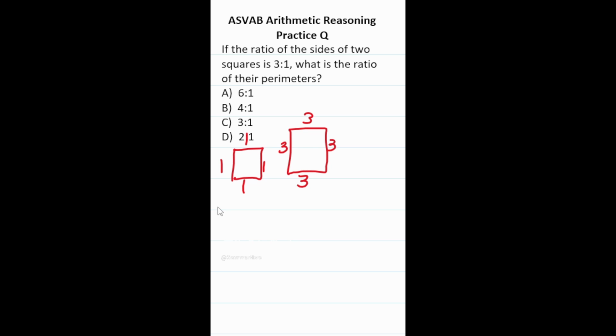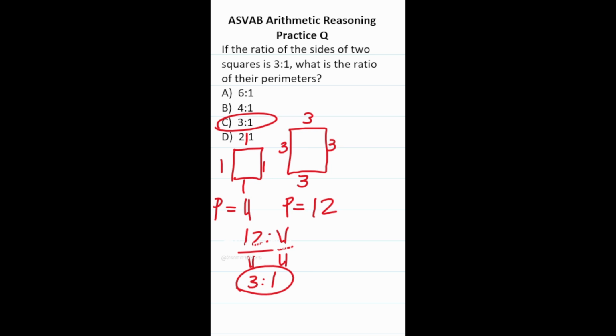Now let's compare their perimeters. To find the perimeter of any polygon, you simply add up all of its sides. So this is 1, 2, 3, 4. This is 3, 6, 9, 12. So they have a ratio, their perimeters have a ratio of 12 to 4. Of course, we could reduce that by a common factor of 4. This becomes 3 to 1. So the ratio of their perimeters is C, 3 to 1.